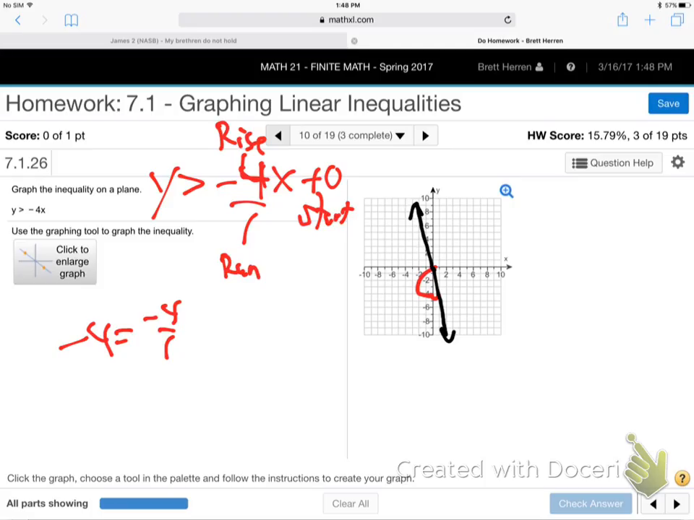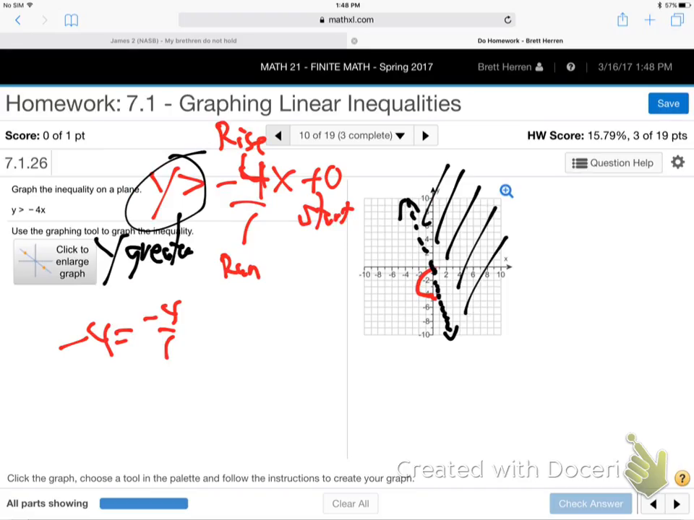Now, which side are we going to shade? Oh, it's another dotted one. They're almost all dotted, aren't they? So it's another dotted. So which side are we going to shade? Yeah, y is greater. So we shade above it. Questions I can answer? Is that making sense? No questions at all? We all good? All right.